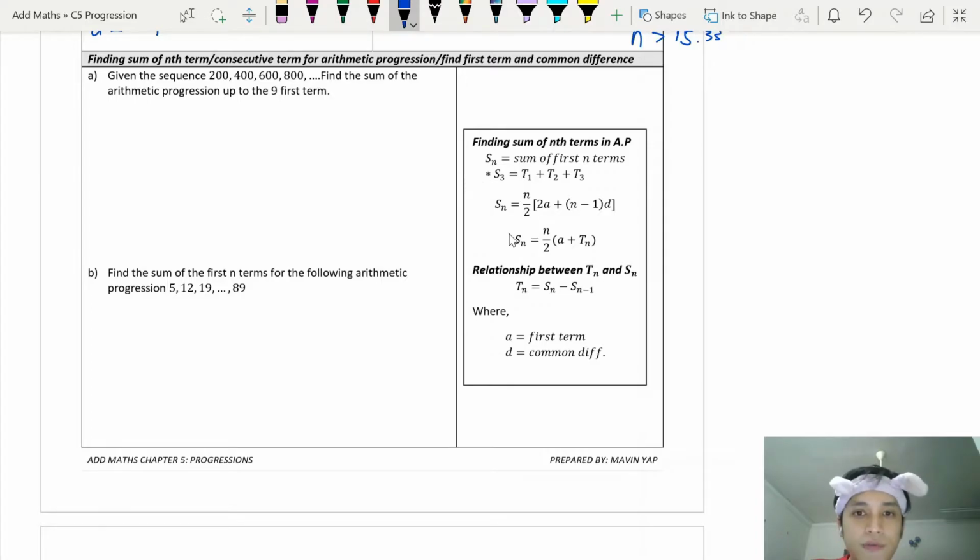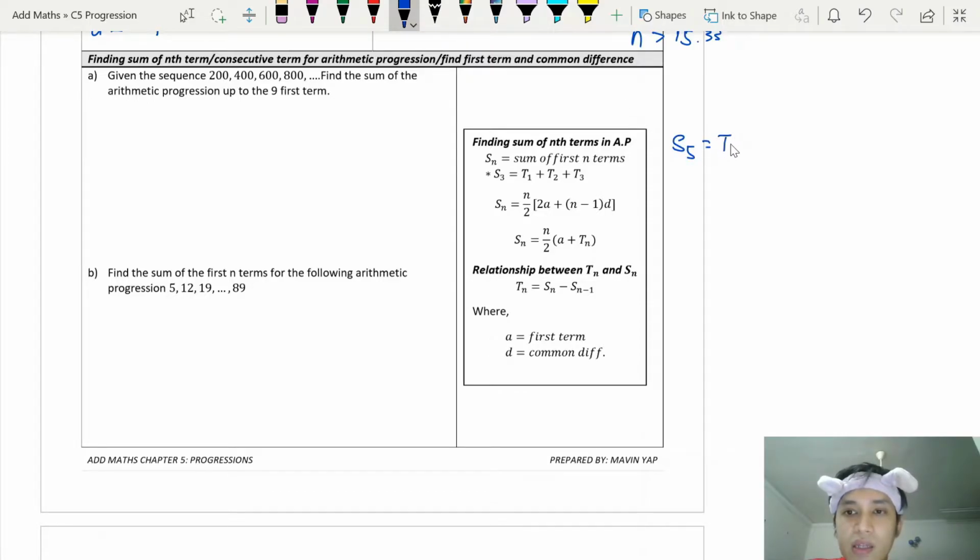So a few important formulas here. We need to understand this. If we say sum of first n terms, meaning the total of the first n terms. Let's say, for example, the sum of first five terms, meaning you're going to add up term 1 until term 5, add up everything. So it will become S5.